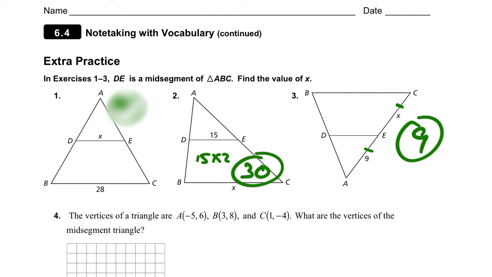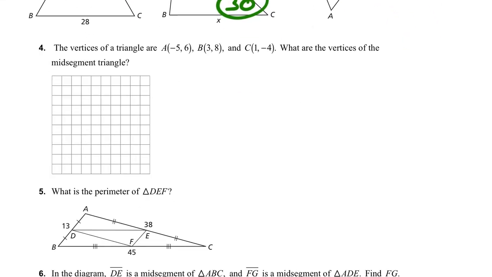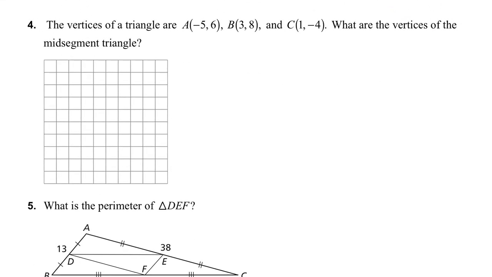All right, let's look at number 4. It's a little bit of a longer problem. That's okay. So a couple different things here. It says the vertices of a triangle are points A, (-5, 6), B, which is (3, 8), and C, which is (1, -4). What are the vertices of the mid-segment triangle? So what are the vertices? It depends on which mid-segment you're looking at. So let's just graph this really quickly.